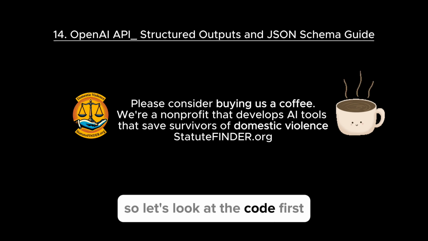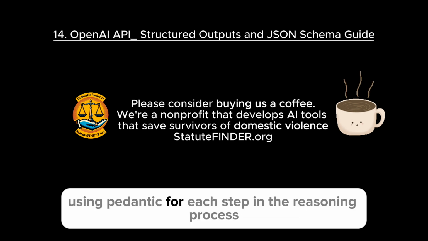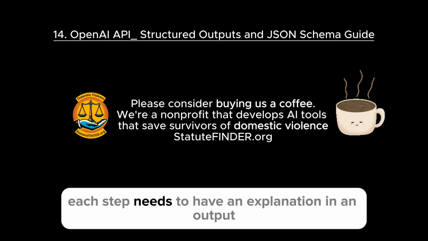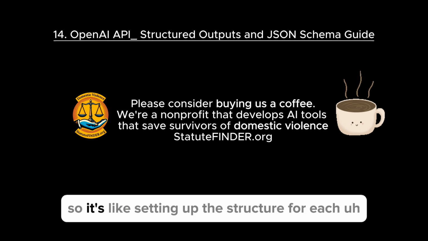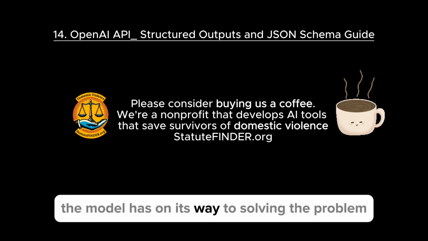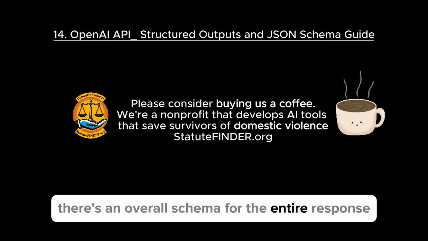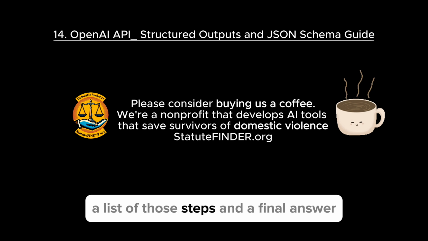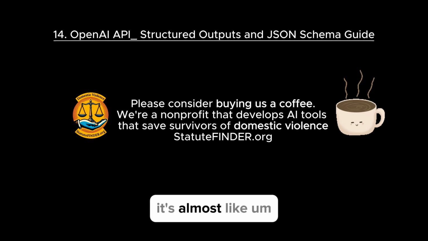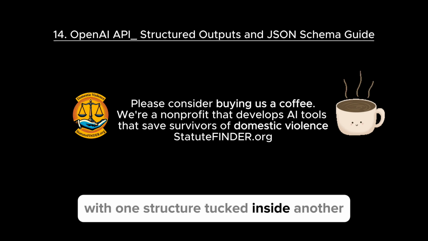Right, exactly. So let's look at the code. First, it defines a schema using Pydantic for each step in the reasoning process. Okay. It's basically saying, hey, each step needs to have an explanation and an output. So it's like setting up the structure for each, I don't know, each thought bubble the model has on its way to solving the problem. Yeah, I like that. And then there's an overall schema for the entire response, which includes a list of those steps and a final answer, all neatly packaged. Okay, I'm seeing that in the code snippet now. It's almost like those Russian nesting dolls with one structure tucked inside another.